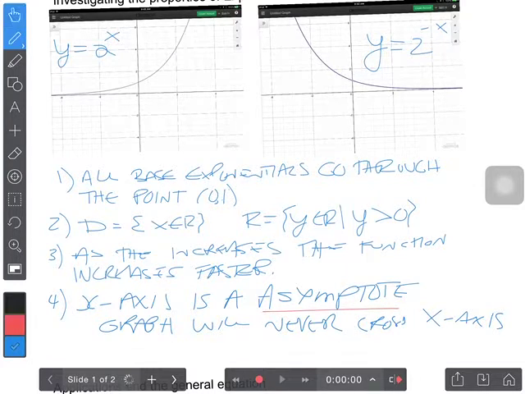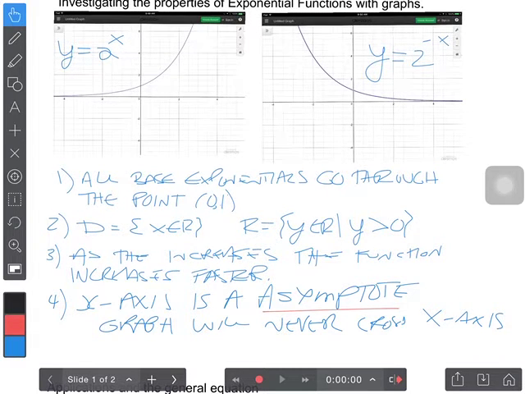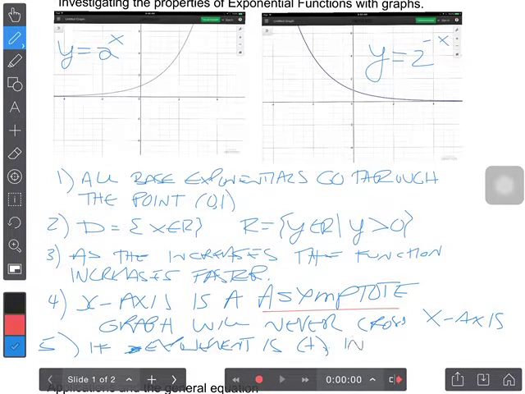Oh, one more, the fifth one. So it's going to be like that. So the fifth one, if the exponent is positive, it's what we call increasing.